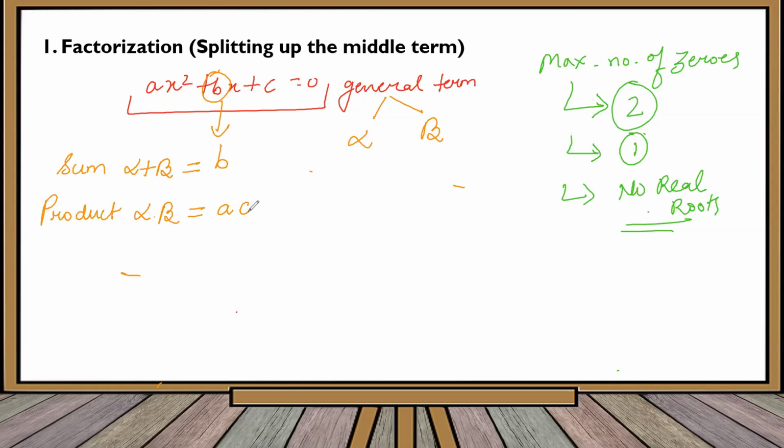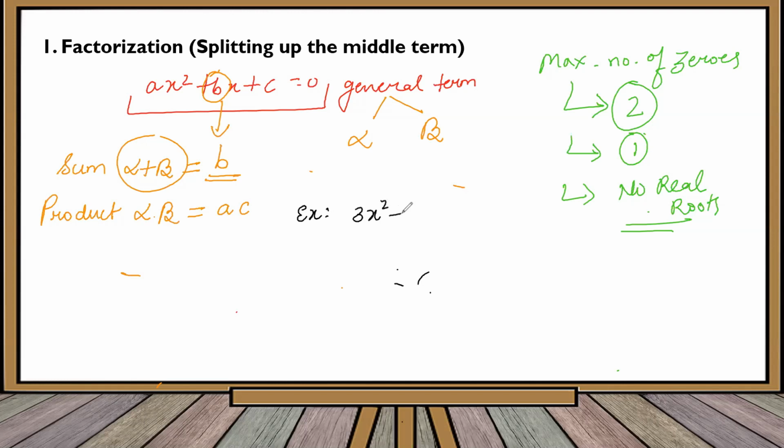Whenever we have a quadratic equation and it says to solve or find the roots by the method of factorization, we first take the middle term b. We have to split it into two numbers such that the sum of the two numbers becomes equal to b and the product of those two numbers becomes equal to a into c. Let's take an example to solve this.